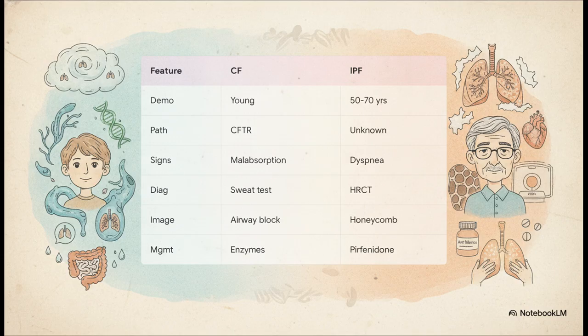Pathology, CF is a broken CFTR gene causing thick mucus, while IPF is progressive scarring from an unknown cause. Key signs, CF gives you fat malabsorption and recurrent pneumonias, whereas IPF presents with progressive dyspnea and bibasal crackles. For diagnosis, you're relying on the sweat test for CF and the HRCT for IPF. Imaging shows airway destruction in CF, but ground glass leading to honeycombing and a shaggy heart in IPF. And management, CF is all about enzymes, physio, and rDNase, while IPF requires oxygen, antifibrotics, and eventually a transplant.